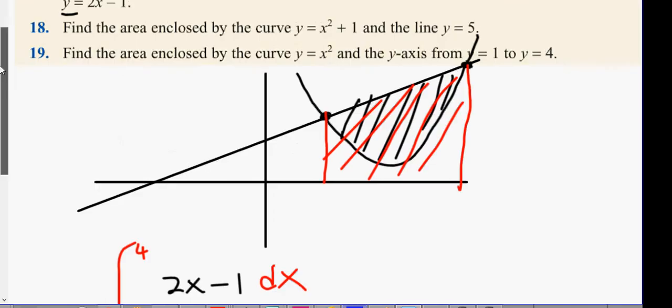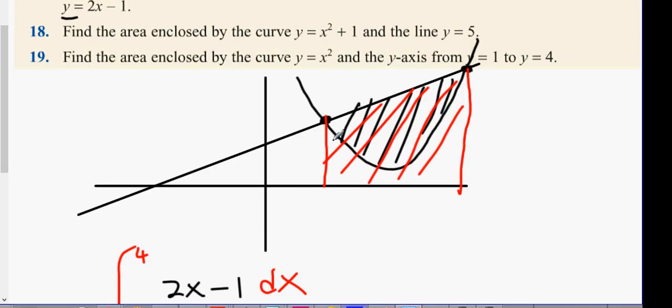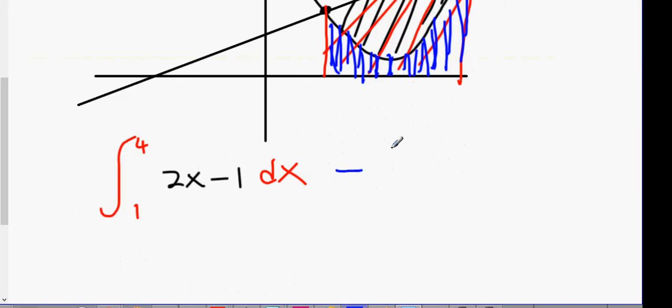What are we double counting? We're double counting the blue area. We need to take away the blue area. And what's the blue area? The blue area is the area underneath the curve, which is going to be minus the integral from 4 to 1 of, and what's the formula of the curve again? x squared minus 3x plus 3.